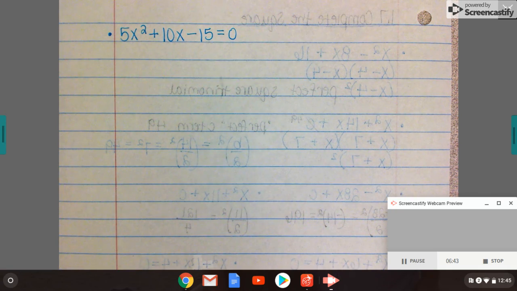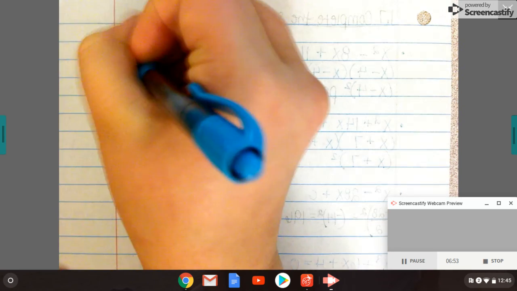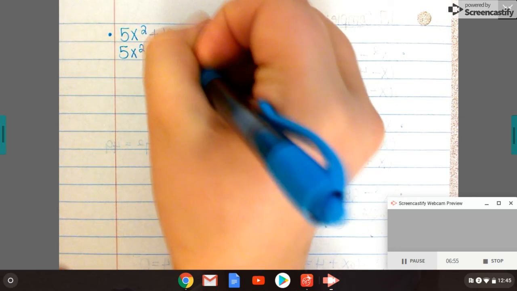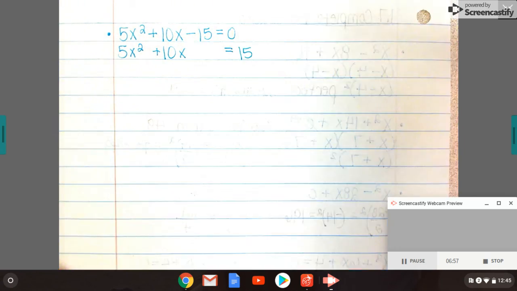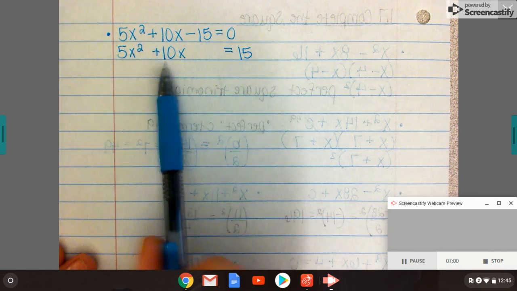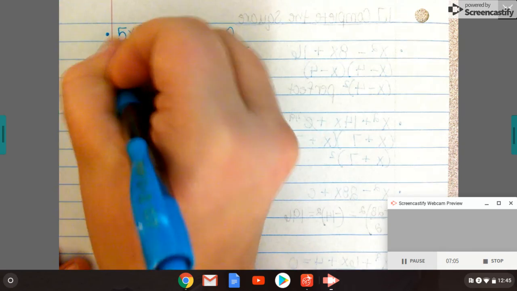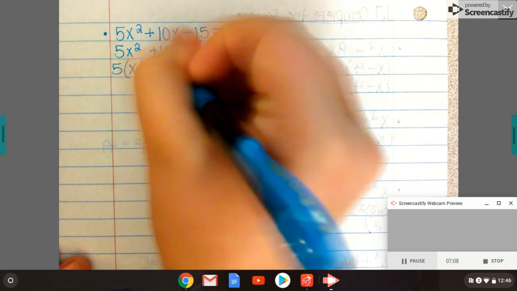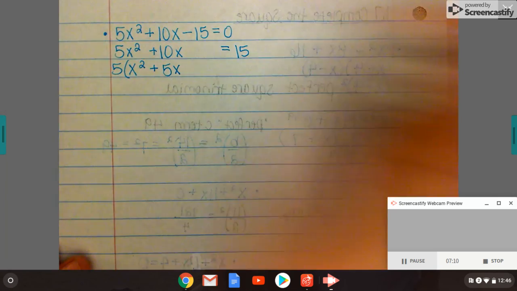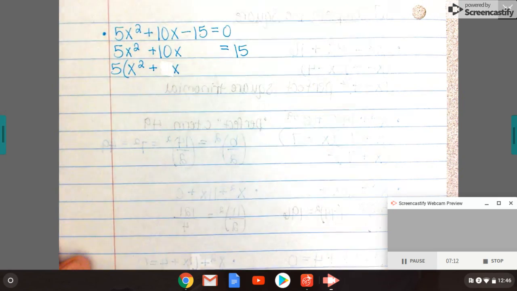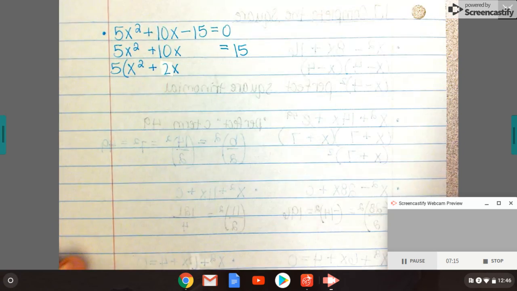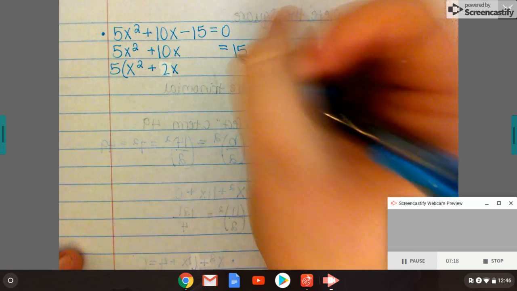This one's a little bit different because the a value out front is not 1. Let's first, like we did before, try to get our c spot open for us. So let's move the 15 to the other side. And now, because the a is not 1, let's factor a 2 out of the left. I'm aware that we could have also factored out an x, but I don't want to because then I no longer have bx to deal with.